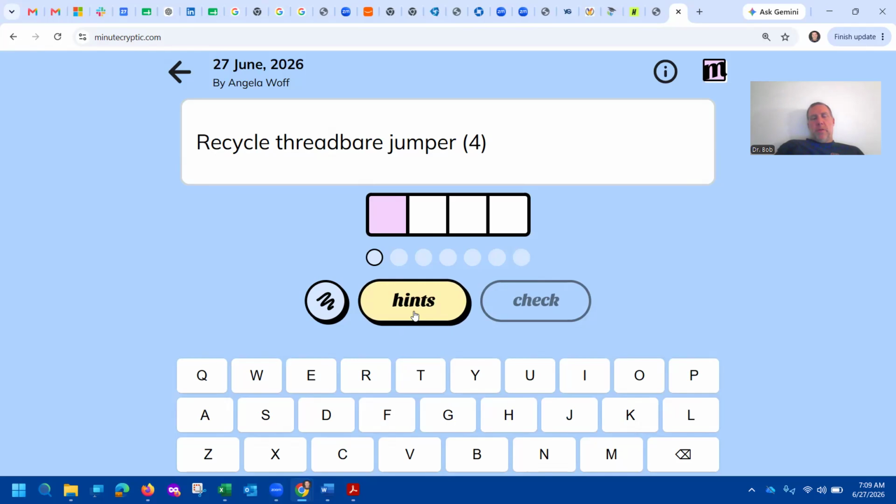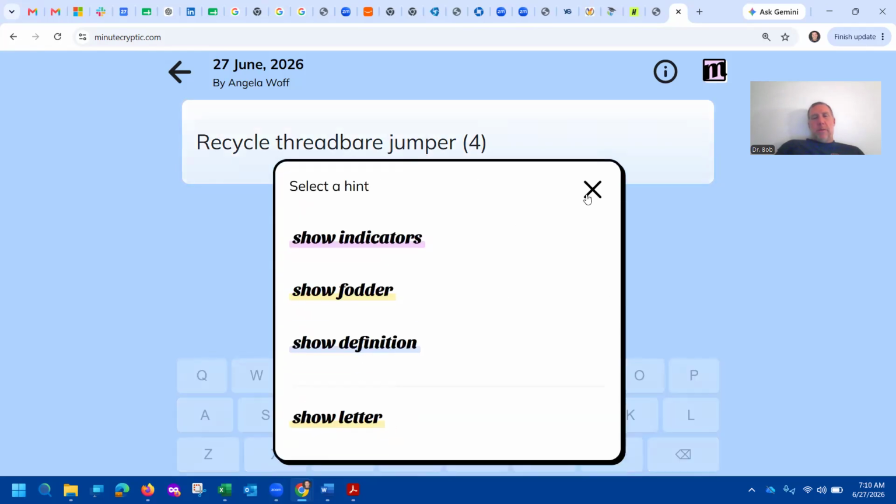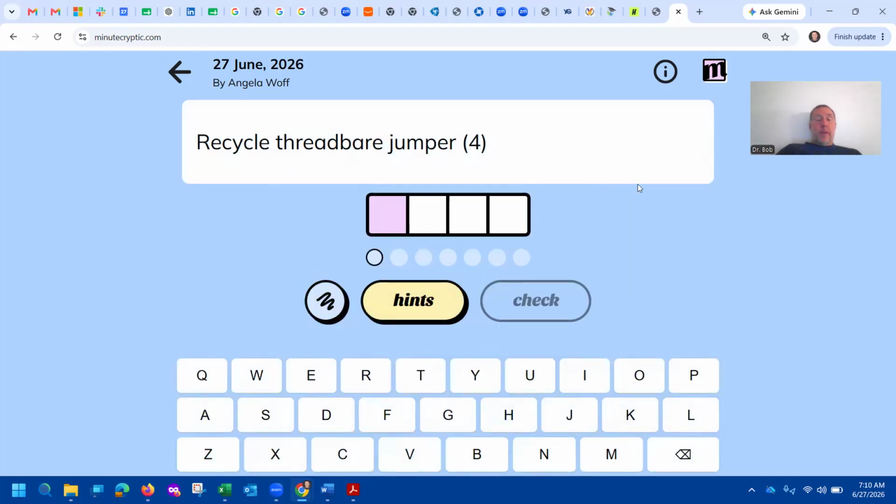Is this going to be a two definition thing? No, this looks pretty standard. There's an indicator in there, there's fodder in there, and there's a definition in there. Well, there's only three choices for the well, if there's one of each, there's three words. There's one, well, threadbare. No, there could be more.